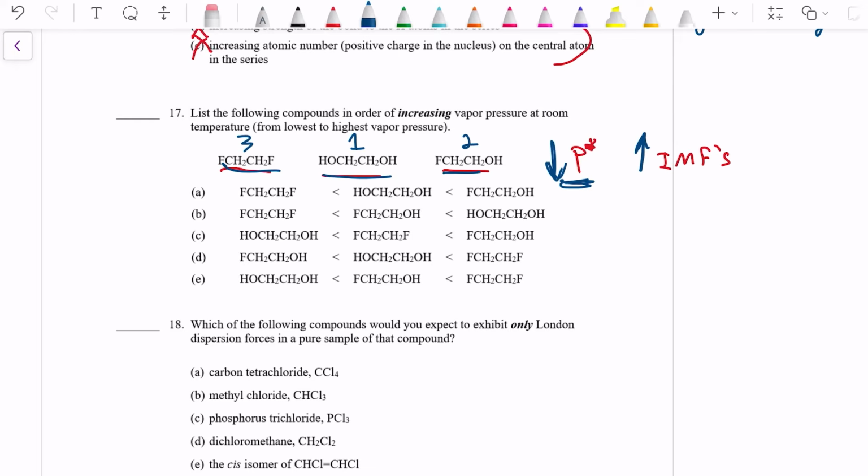So if this species has the highest intermolecular forces, it has the lowest vapor pressure, which leaves us with C and D, and then this species would be second, which leaves us with 17E.